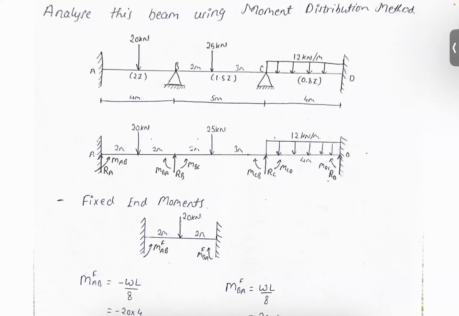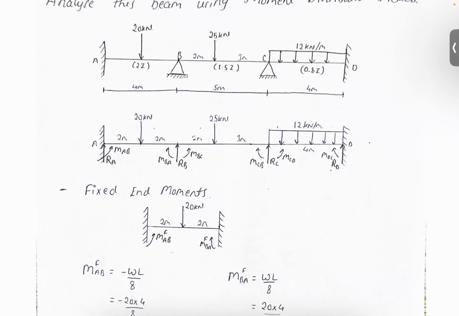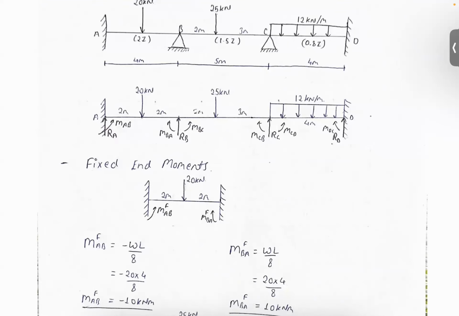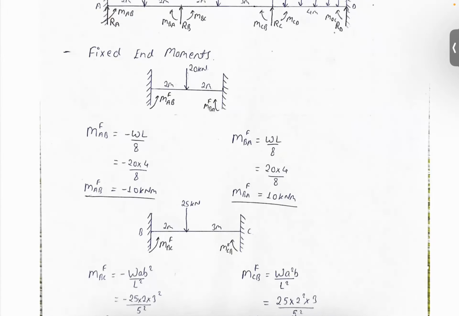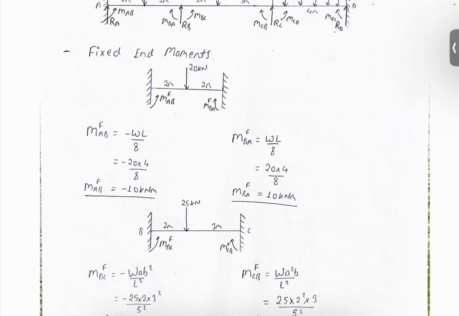So the first thing is to calculate the fixed end moments. For AB, we will change the B pin support to a fixed support and calculate using the formula. So the fixed end moment of AB is minus 10 kN·m.